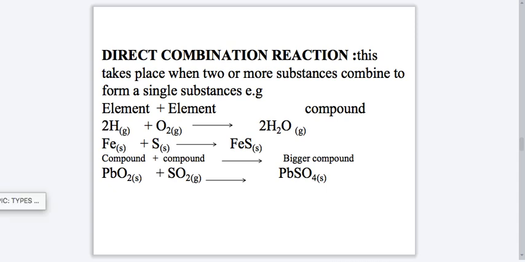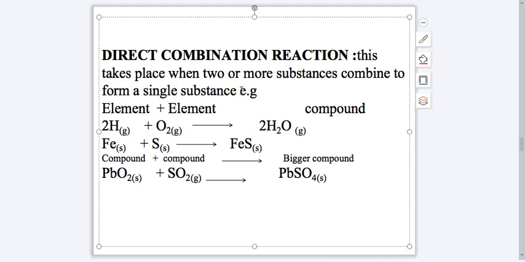The first one we'll be looking at is direct combination reaction. This is a type of reaction that takes place when two or more substances combine to form a single substance, that the reactants will be processed to form a product. In this case, the two reactants are combined to form one product.